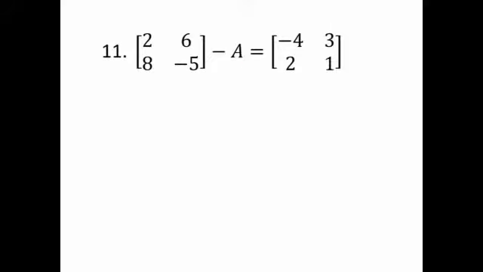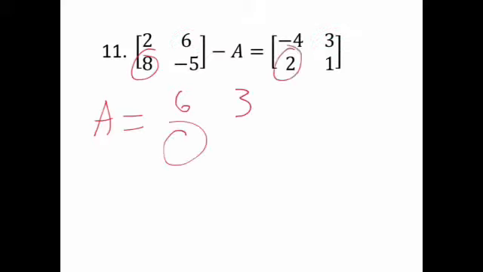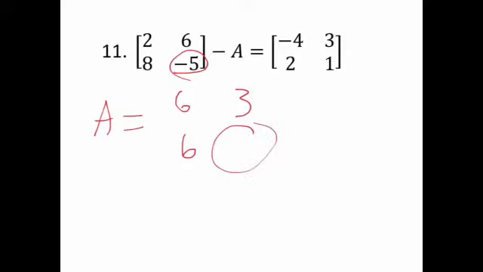On 11, we're going to be subtracting the pieces. 2 minus what is going to give me a negative 4? That number would be 6. 6 minus what gives me 3? That's 3. 8 minus something gives me 2. That is also going to be 6. And then negative 5 minus something is going to give me 1.